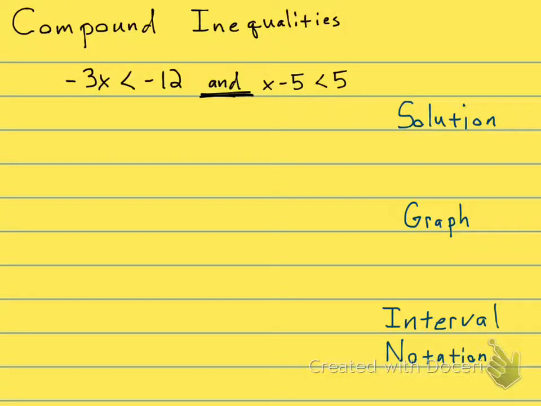So when I look at the first part, well, my x is not solved for. So I need to solve for this x, and I'm going to do the same thing over here. So let's go ahead and do that. On the left-hand side, negative 3x is less than negative 12. I need to get grumpy old x by himself. He is multiplied times negative 3, so how do I get rid of that?